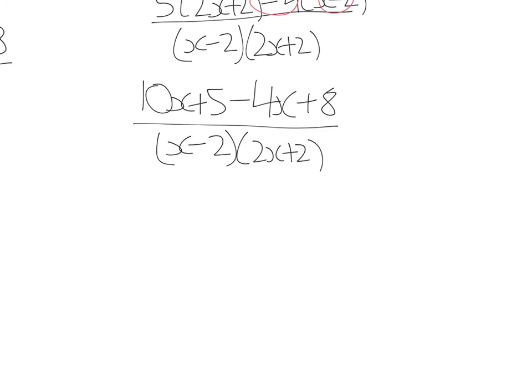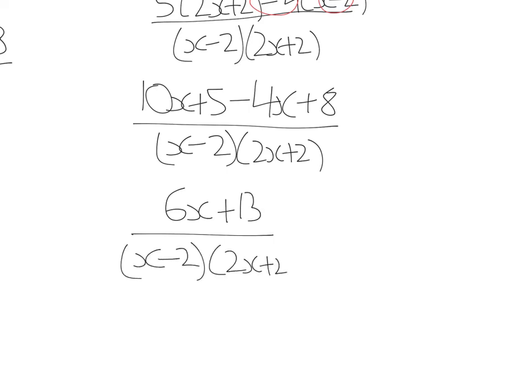And then the last thing is to collect my like terms on the top. So 10x take away 4x is 6x, plus 5 add 8 is 13. So my answer here is 6x plus 13 in the numerator and x minus 2 times 2x plus 2 in the denominator.